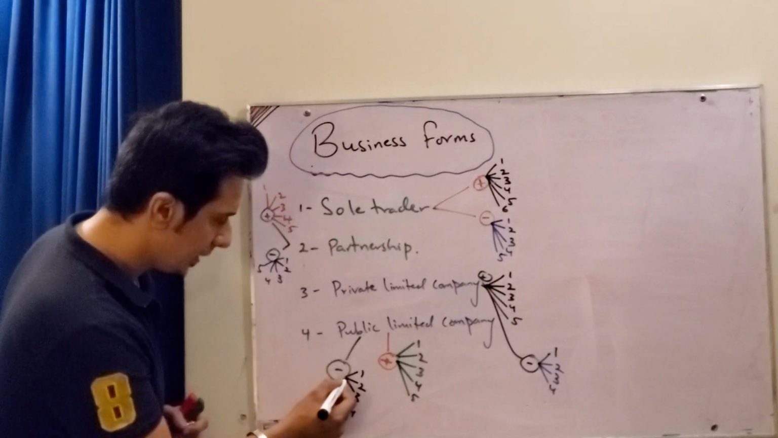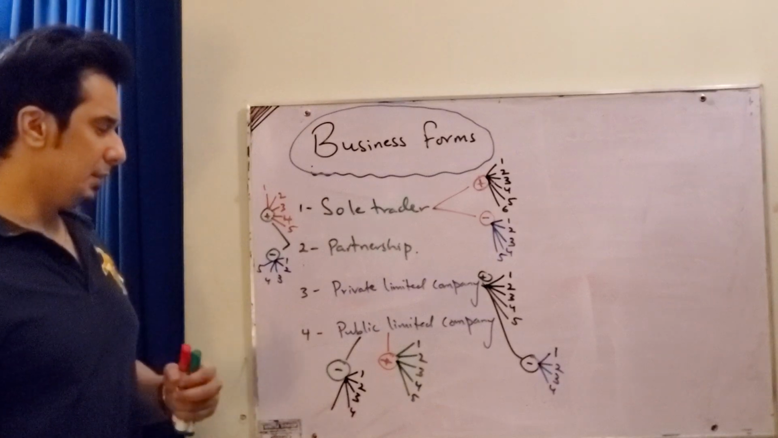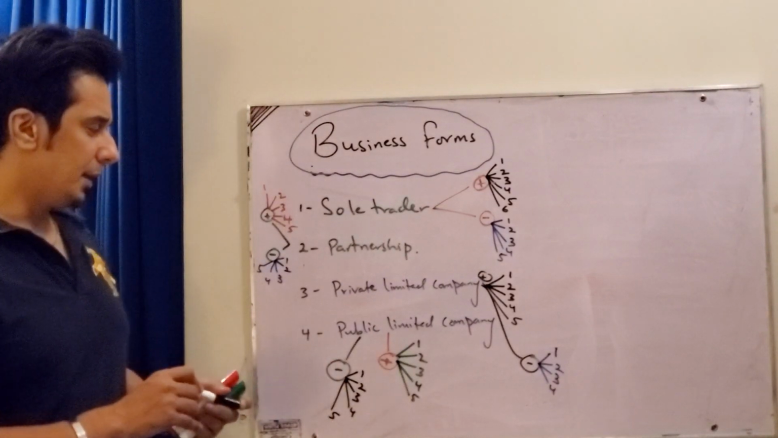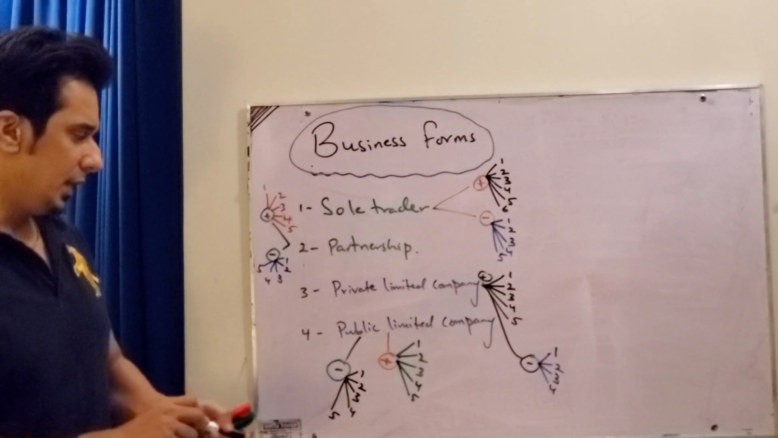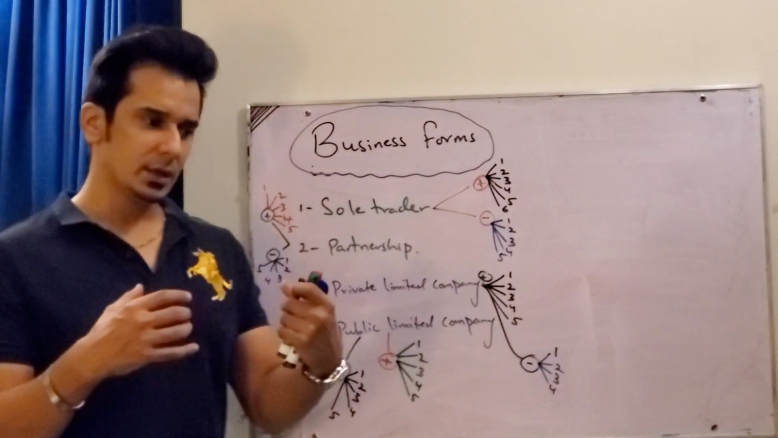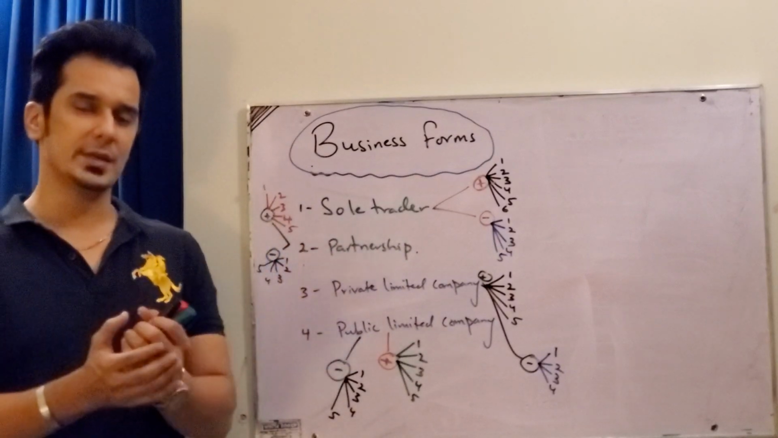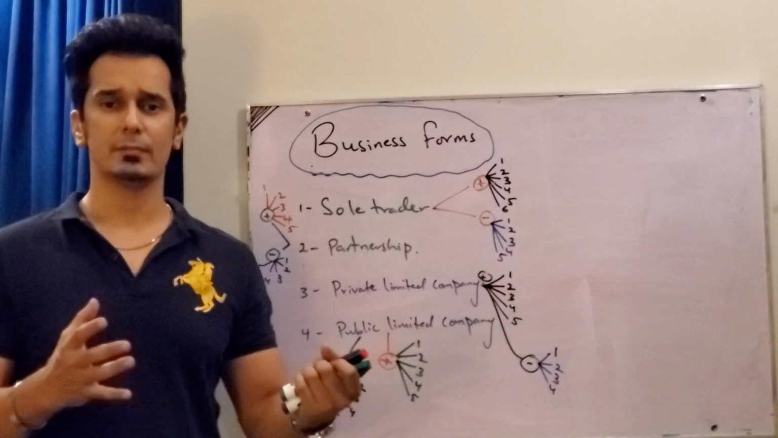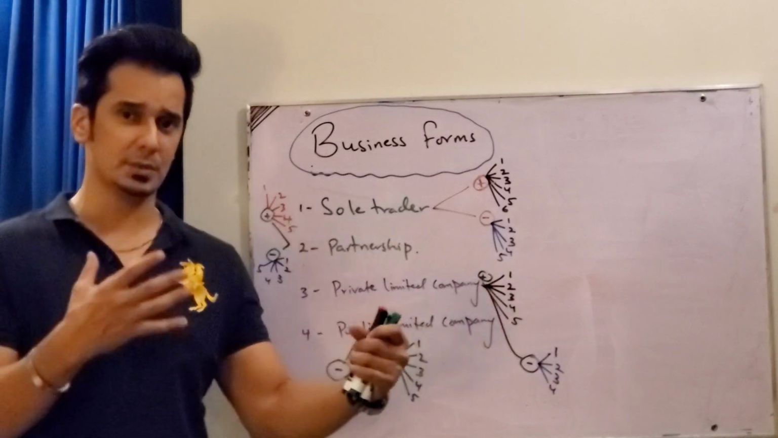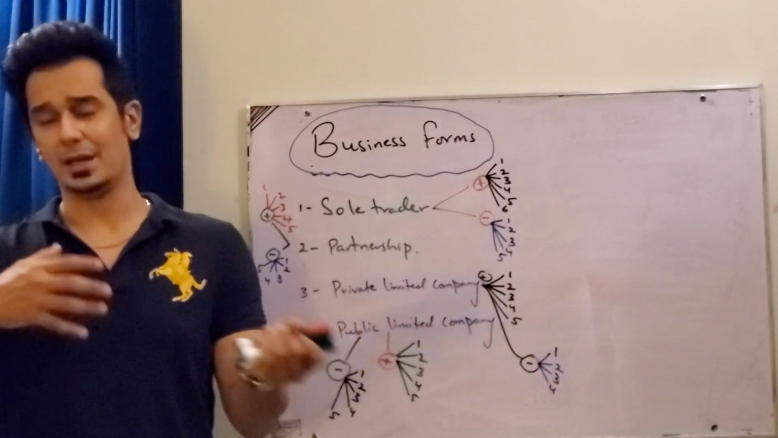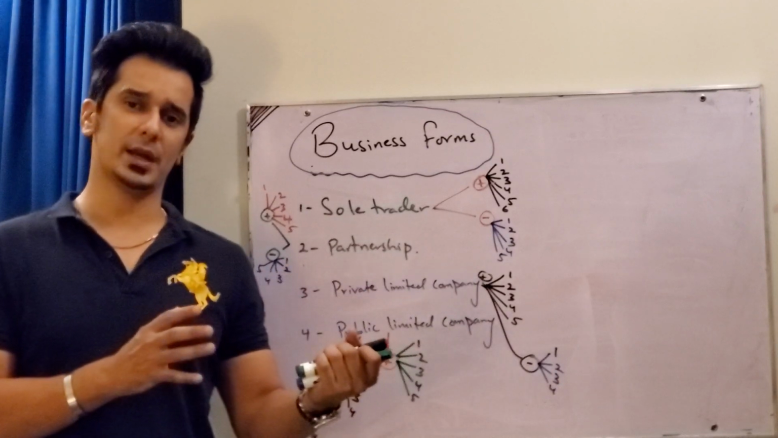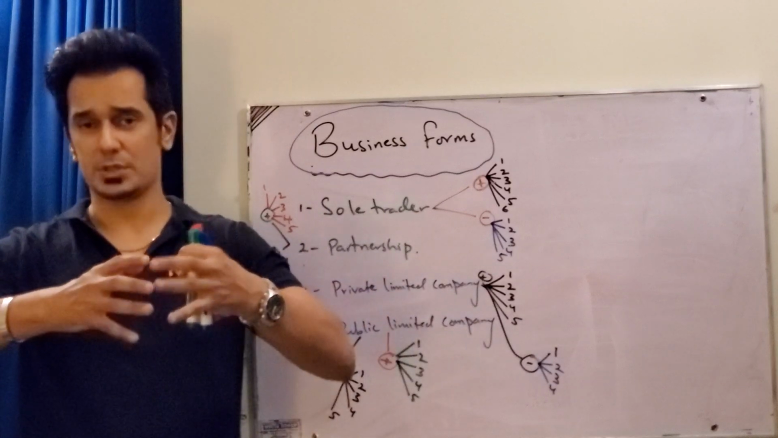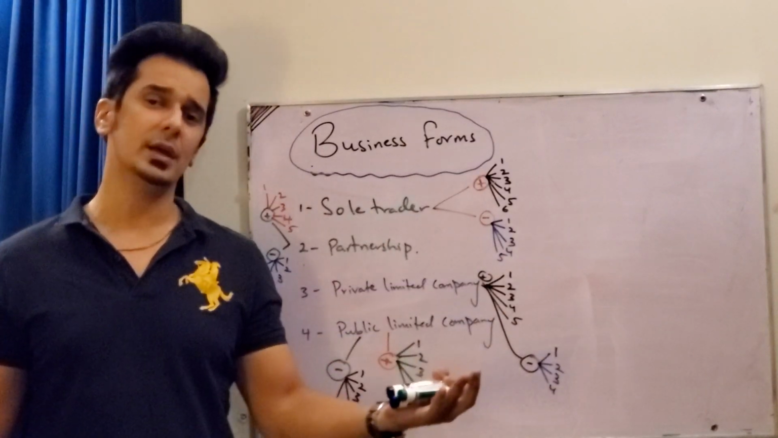The fifth drawback of running a public limited company is a divorce between ownership and control. If I am the owner and I'm not controlling the business pretty well, the shareholders can elect another director. So I would be the owner, but someone else would be controlling it. So there is a possibility of divorce between ownership and control.